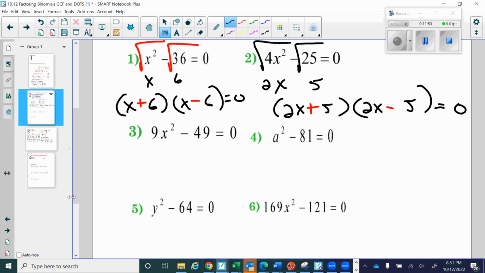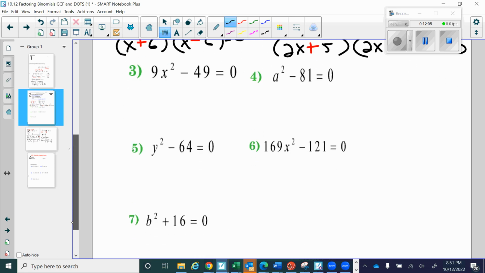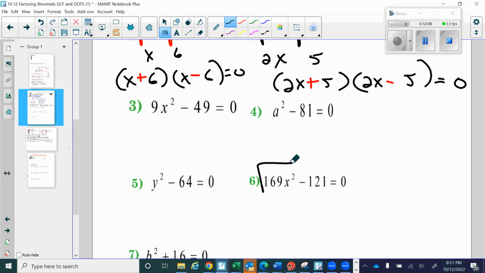Take the square root of that. The square root of 169 is 13, right? So this will give me 13x. The square root of 121 is 11. So my factors are going to be 13x and 11. One gets a plus sign, one gets a minus sign, and that is equal to 0.